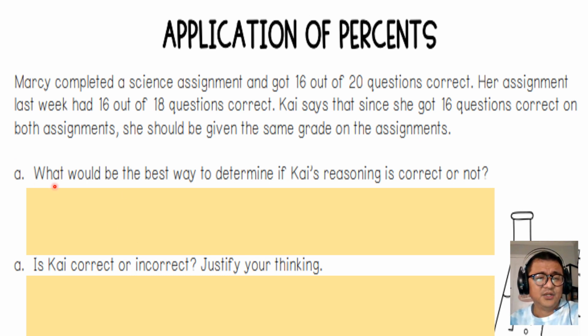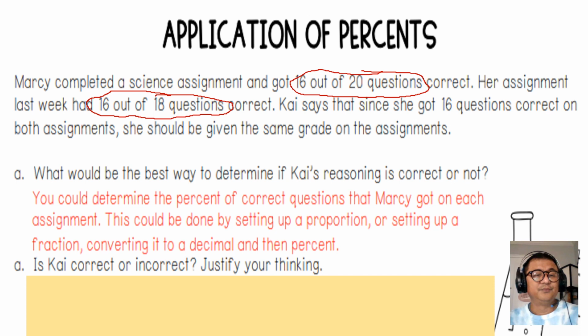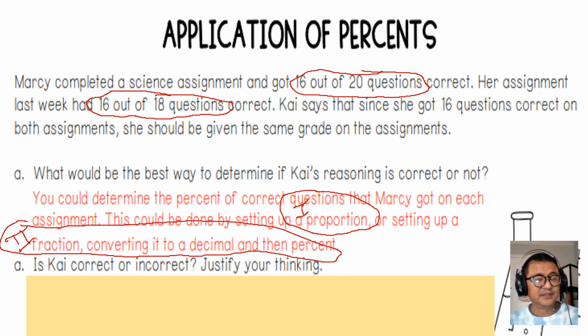Now we'll analyze that. What would be the best way to determine if Kai's reasoning is correct or not? How will we know? Remember, our data includes 16 out of 20, the first part. We'll have to analyze that. And then the second one, last week, it was 16 out of 18. So, you could determine the percent of correct questions that Marcy got on each assignment. This could be done by first setting up a proportion, or setting up a fraction, converting to a decimal, and then to a percent. Let's try the first way using a proportion.